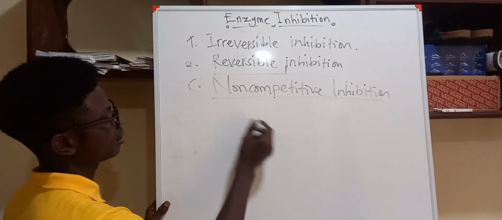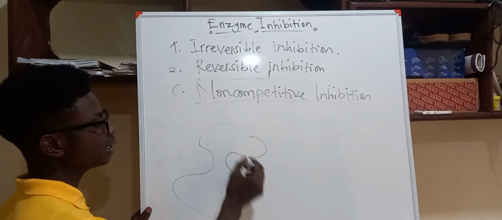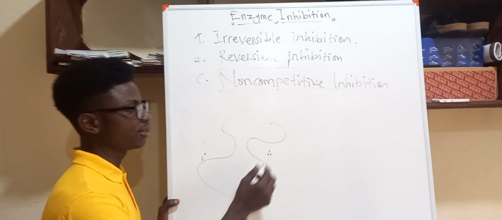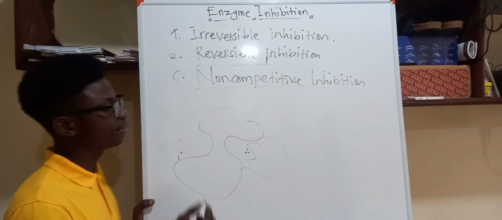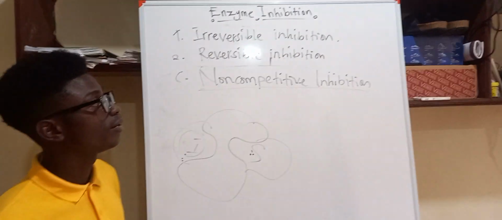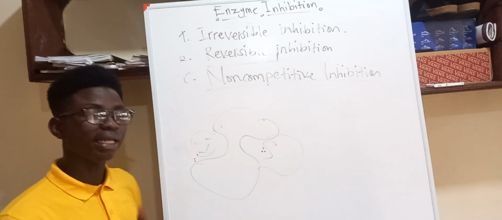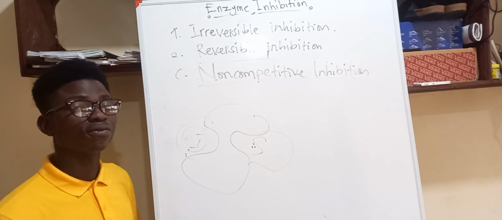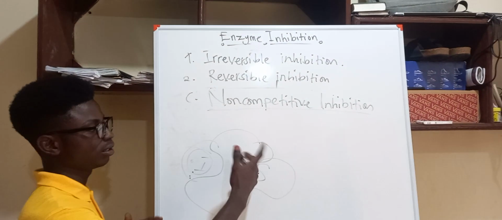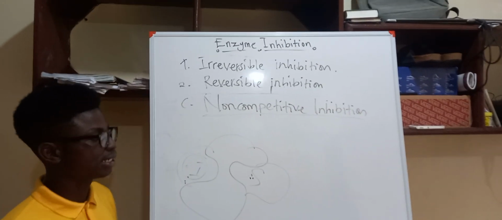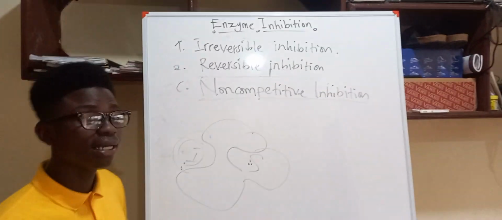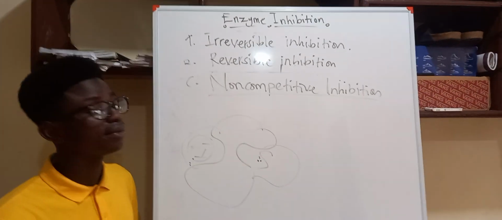So let's say we have this enzyme. This is the active site, and this is the allosteric site. So this enzyme is an allosteric enzyme. It will allow the substrate to come here, and it will allow the inhibitor to come here. This inhibitor, which is the non-competitive inhibitor, when it binds with the allosteric site, induces conformational changes. There will be some kind of movement that will change the shape of the active site to decrease the rate.